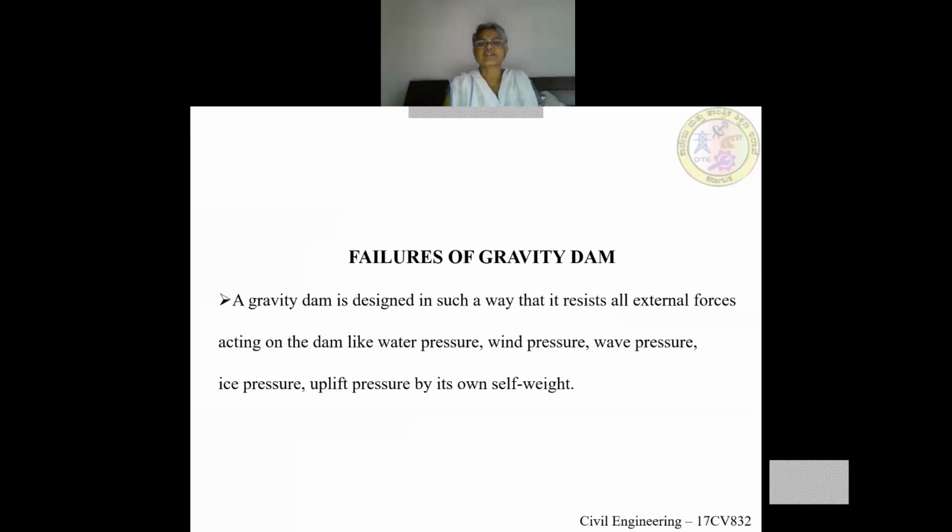The gravity dam is designed in such a way that it resists all the external forces acting on the dam, like water pressure, wind pressure, wave pressure, ice pressure, uplift pressure. These are the forces that we discussed. All the external forces are resisted by its own self weight.